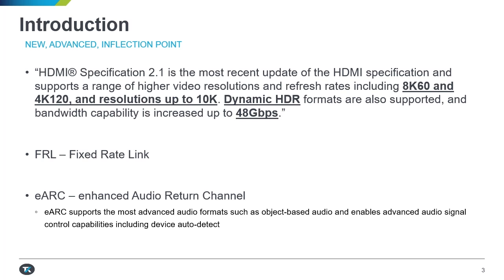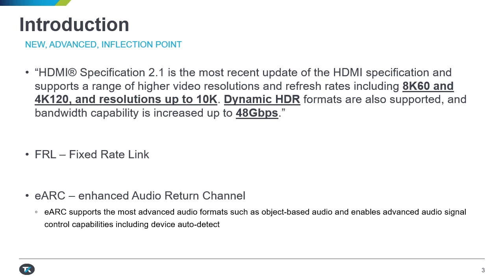HDMI specification version 2.1 is the most recent update of the HDMI standards, featuring advanced features for the HDMI ecosystem. It supports a range of higher video resolutions and refresh rates, including 8K 60 and 4K 120, dynamic HDR, and increased bandwidth with a new 48G cable. Version 2.1 of the HDMI specification is backward compatible with the earlier versions of the HDMI specification.